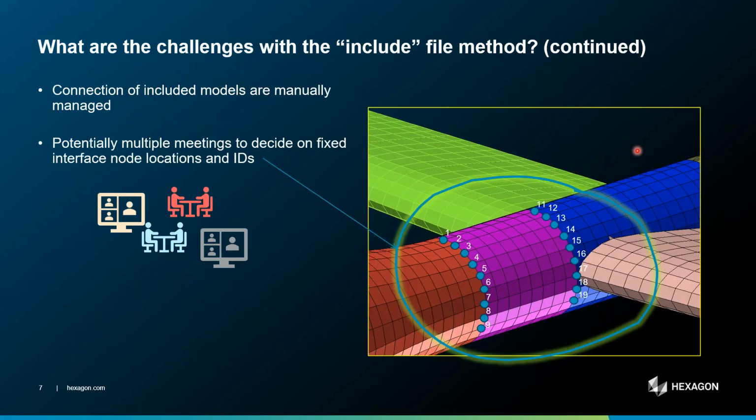Another challenge is that the connection of included models is manually managed. There's typically several meetings to decide how many nodes are going to be connected, and what their IDs are going to be. That's critically important because we can't have ID conflicts, right? And this becomes a real issue if we need to change it. If we need to add a node for some reason that we did not foresee when we first set out to create the model, that's actually going to be additional meetings to communicate both upstream and downstream of your section of the model to make sure everyone is aware of what's happening.